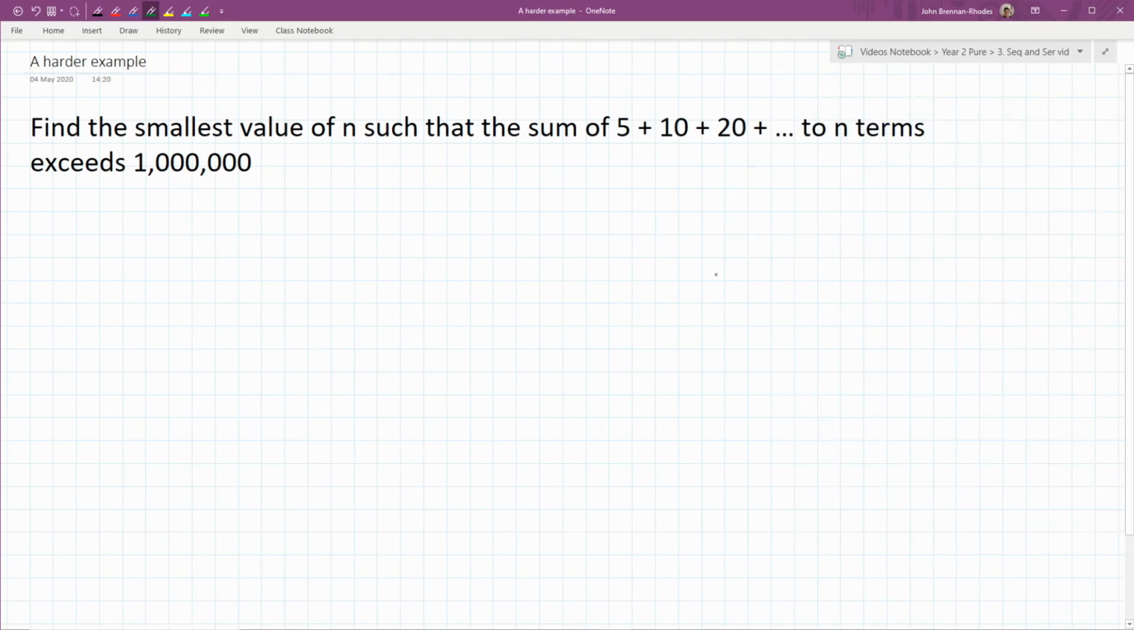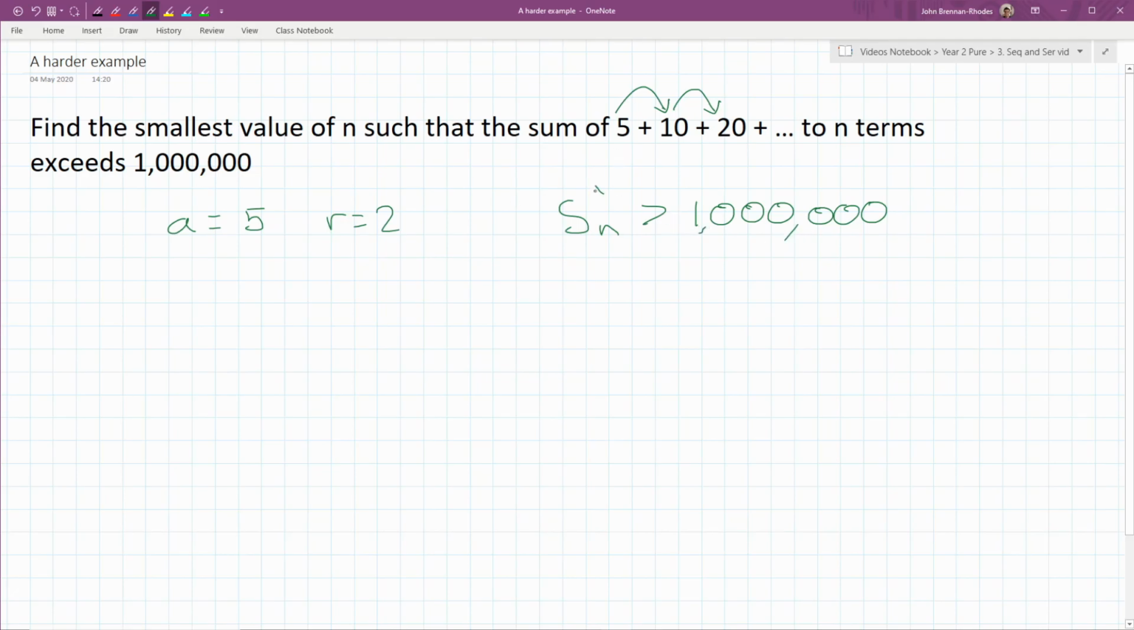Okay, something a bit harder, and you might think this question looks a bit like something we did in the previous video, and it does, but we need a slightly different strategy for geometric series. We can see this is geometric because we are multiplying by 2. So a is 5 and r is 2, and I want Sn to be bigger than 1 million. What is the smallest value of n such that that will happen?